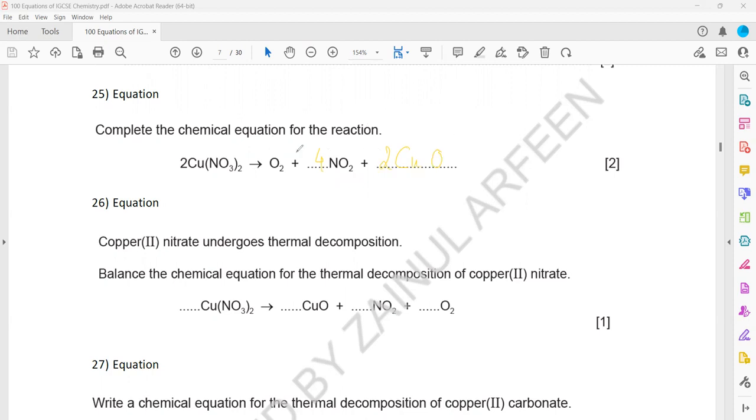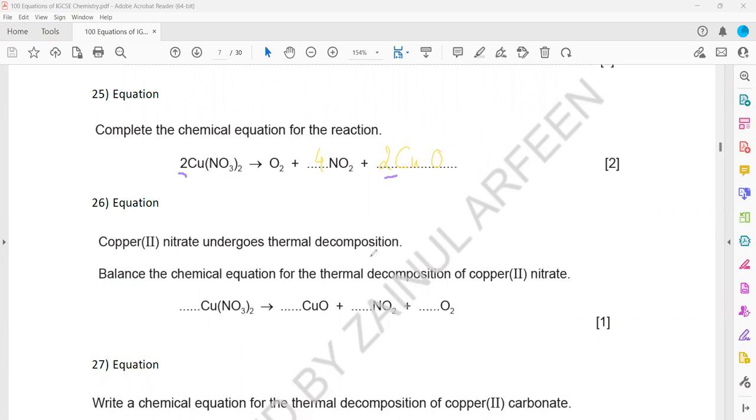So first you complete an equation, then copper, you have 2 copper, you put 2, copper is balanced. And oxygen, 3 multiplied by 2, 6, and multiplied by 2, that is 12. So you have 4 multiplied by 2, 8, 9, 10, 11, 12. So this equation is balanced for all the elements.